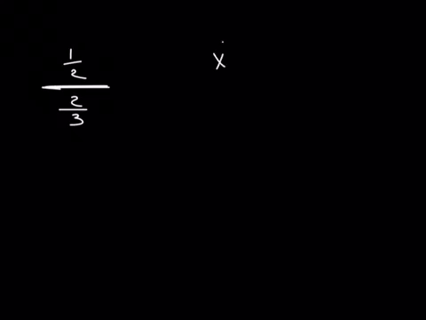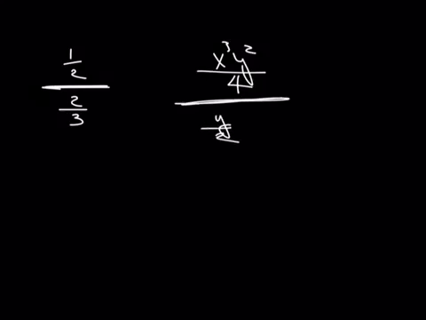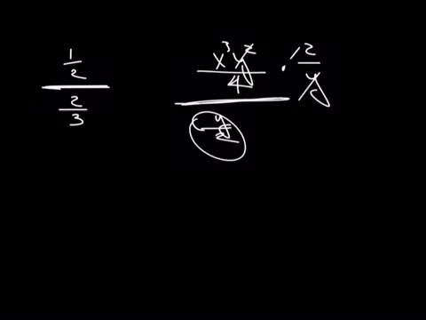Or x cubed y squared over 4, that's one fraction, over y over 2, that's another fraction. Then the division method is usually faster because we just take that, turn it upside down, multiply, and cancel what we can. All right.